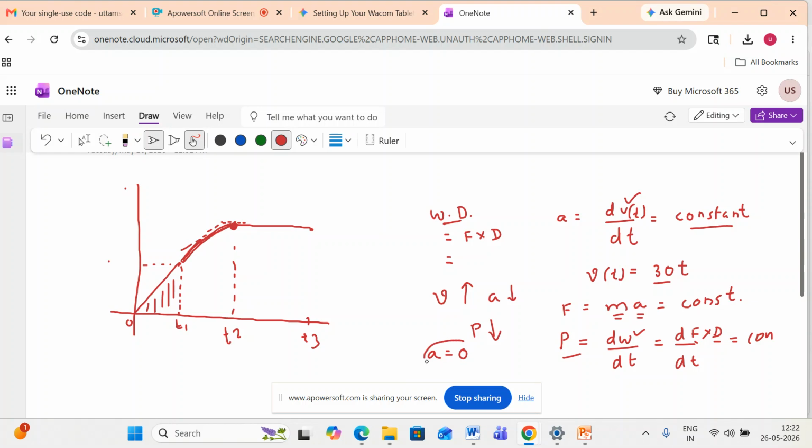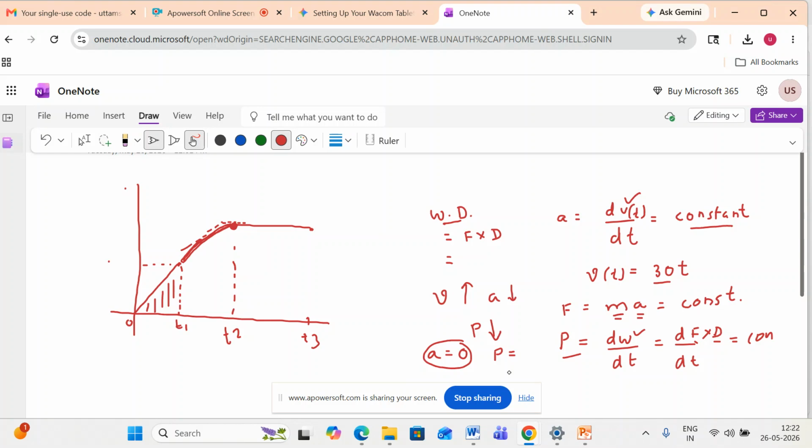Now you will ask that if the acceleration is zero, then the power that is drawn from the motor will also be zero. Yes, no, it will not be zero. The power will be drawn from the motor only to overcome the resistance. It may be due to wind, or due to gravity, or the friction between the rail and the train.